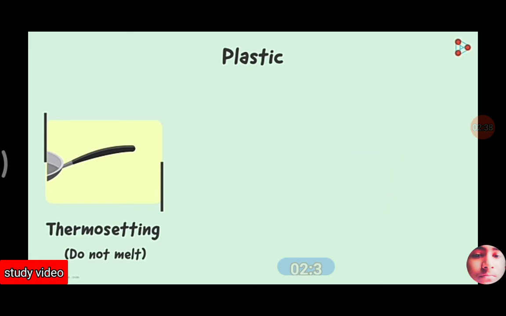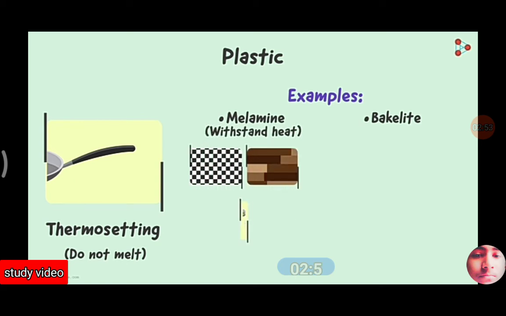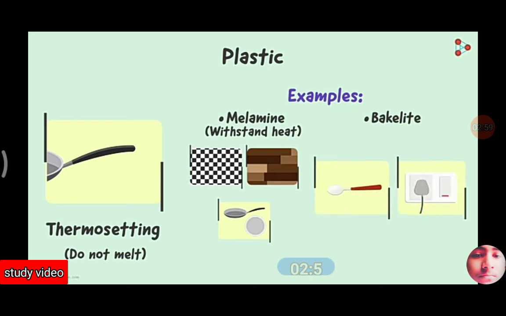The two most commonly used examples of thermosetting plastics are melamine and bakelite. And where are they used? Melamine is known to withstand high amounts of heat. It is therefore used in making tiles, floorings, and kitchenware. Bakelite, on the other hand, is used in making handles of kitchen utensils and switches, as it's a poor conductor of heat and electricity. So this was about thermosetting plastics.